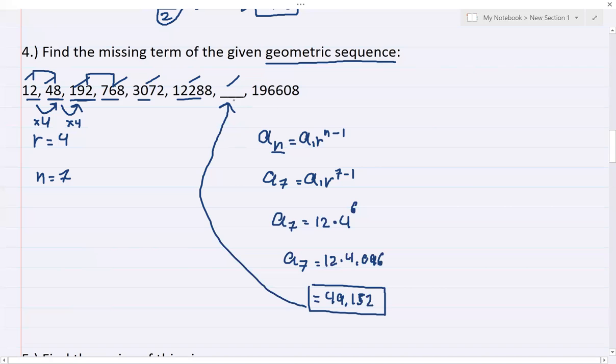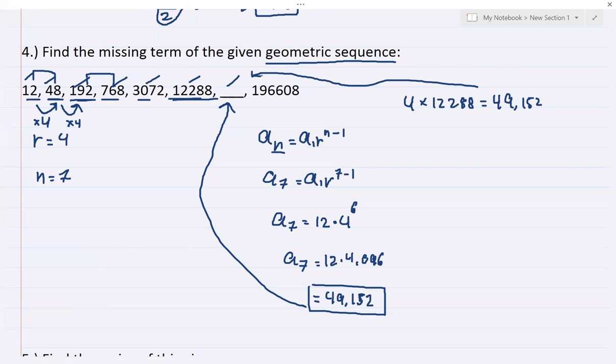So therefore, if this is the missing term and this is your previous term, so 4 times 12,288. So the answer is what? 4 times 12,288. The answer is 49,152. So if you knew the pattern, you do not need the formula. All you need to do is to use your head.